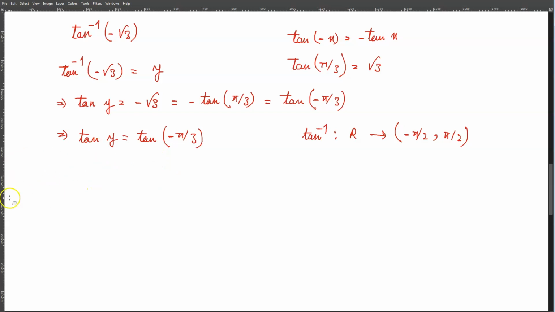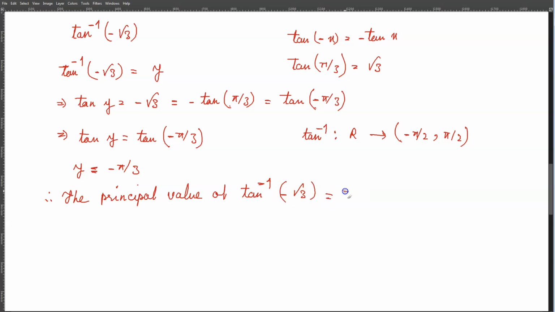Therefore I can write that y is equal to negative pi by 3, and therefore the principal value of tan inverse of negative square root of 3 is equal to negative pi by 3. And that is question number 4.